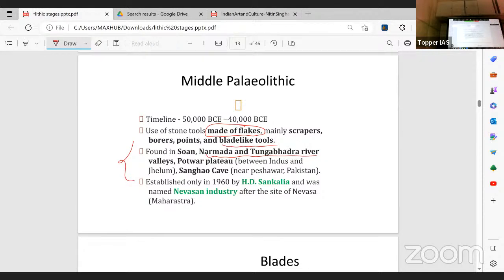The middle Paleolithic phase was established only in 1960 by H.D. Sankalia, the historian. They named it the Nevasan industry, because Nevasa was a site in Maharashtra.